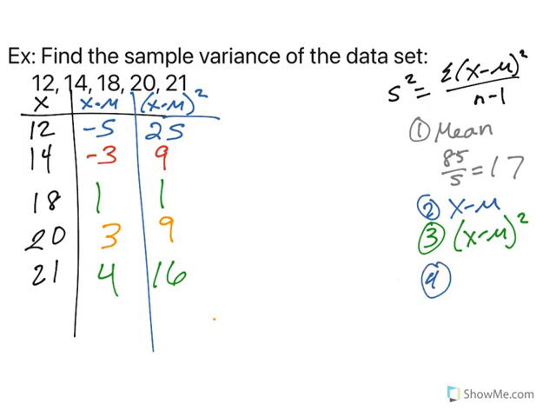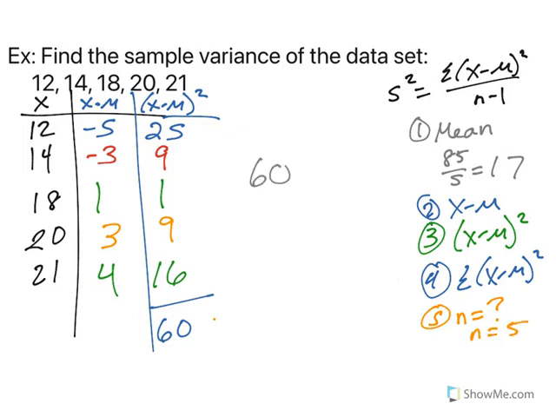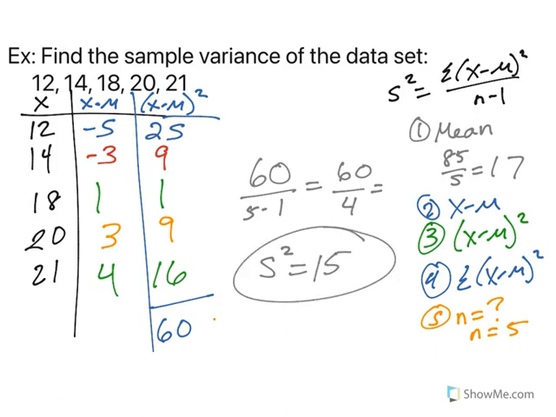Now I need to sum them up, right? The sum of x minus mu squared, when I add that column, I get 60. And we have to think about our sample size. Our sample size here is 5. So when I plug this into the formula, I'm going to get 60 over 5 minus 1. And 5 minus 1 is indeed 4. So my s squared is 15. So hopefully that makes sense on how we're going through the variance, and hope you enjoyed it.